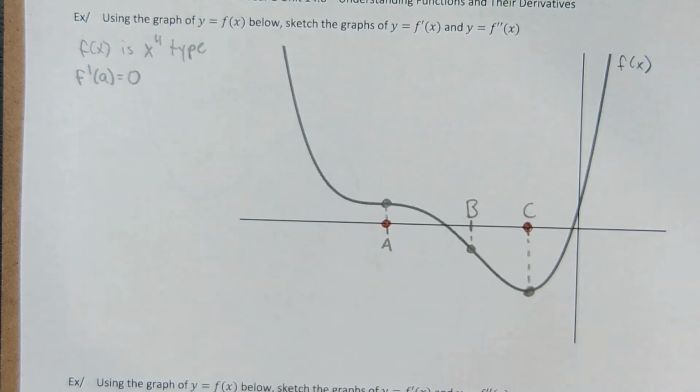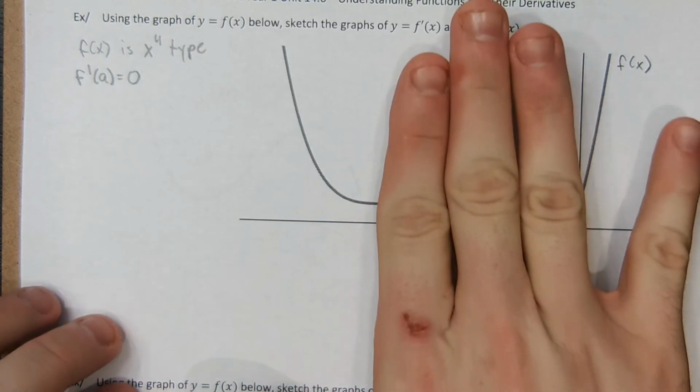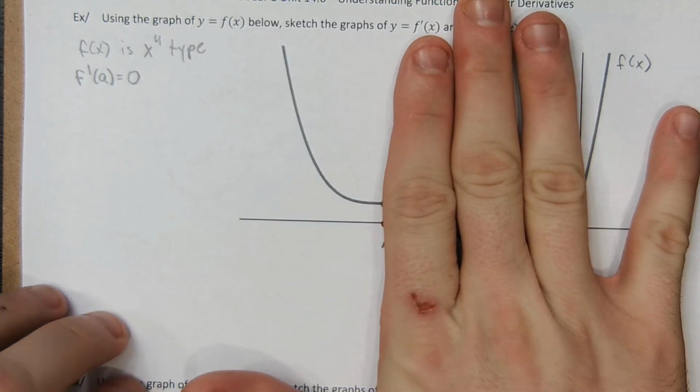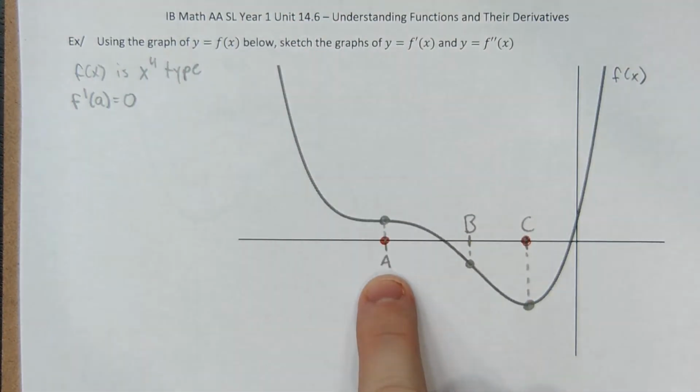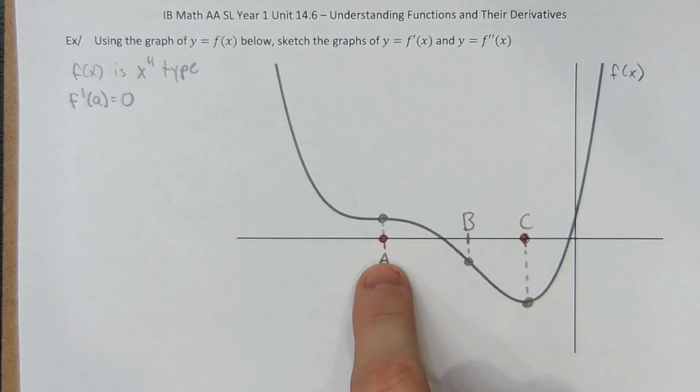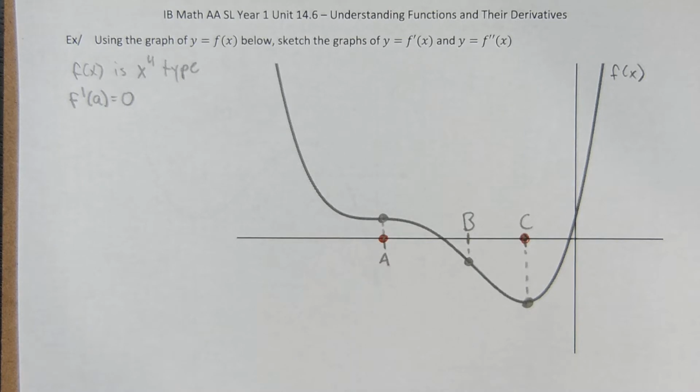And you know what? Upward shaping bell, downward shaping bell. That means that A is also an inflection point. So this is a stationary inflection point. That's pretty cool.